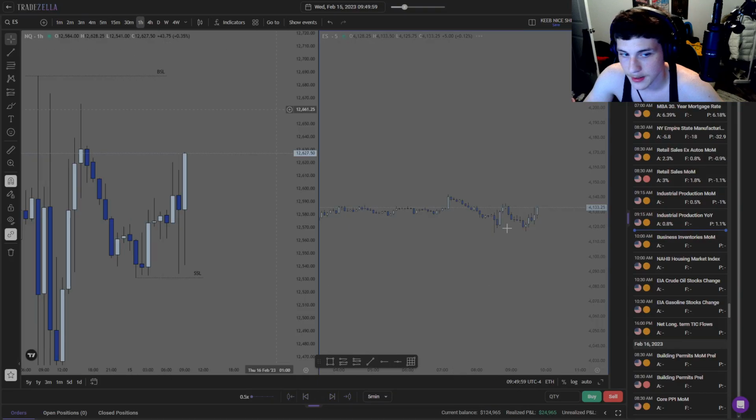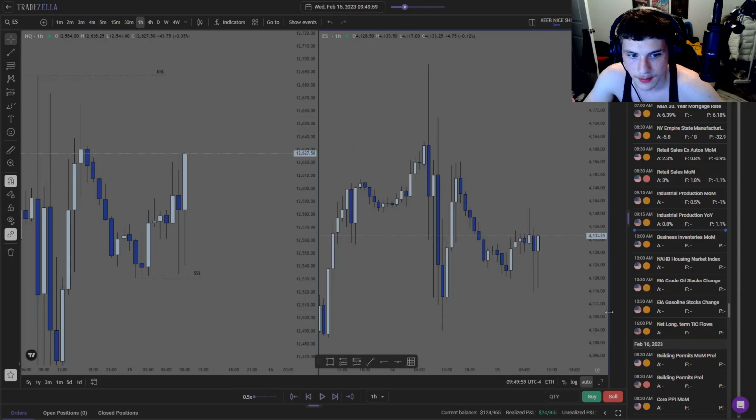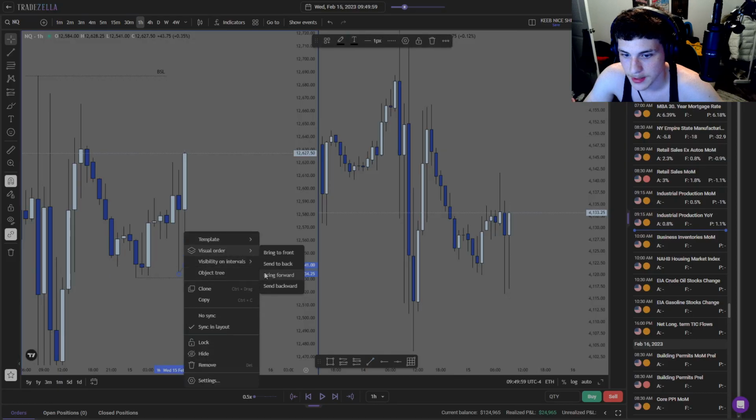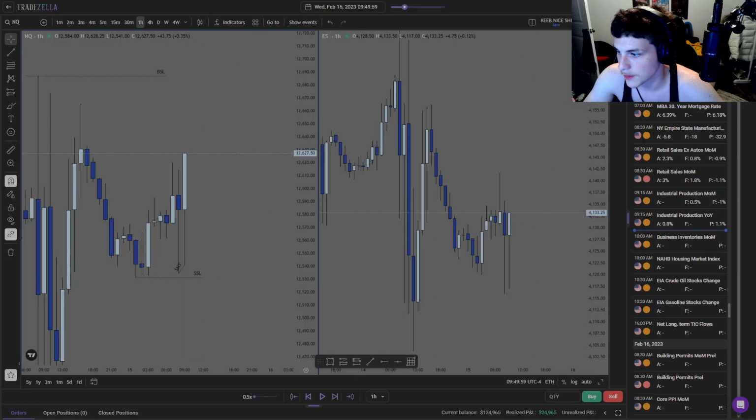We can see on ES that hourly gap doesn't exist. Actually, we are closing bullish off of that, and then we also have this bullish SMT here. We've taken this liquidity on ES. NQ has not taken this liquidity, so this just means that I want to presume more bullish here.